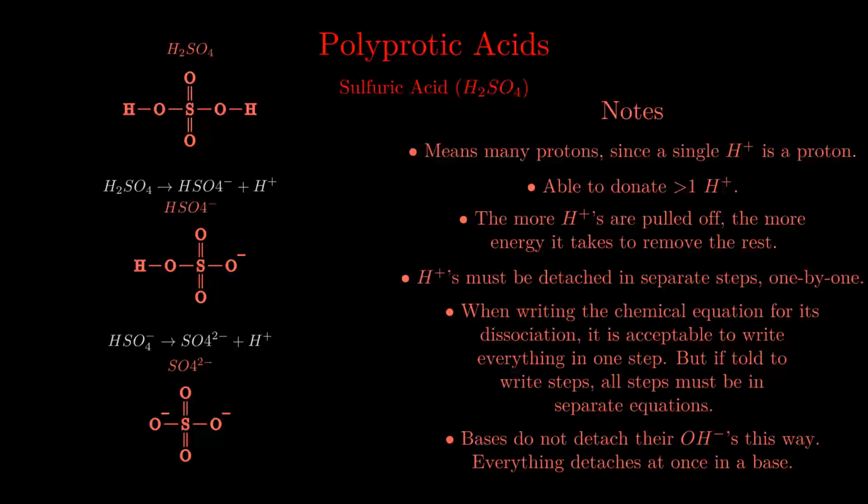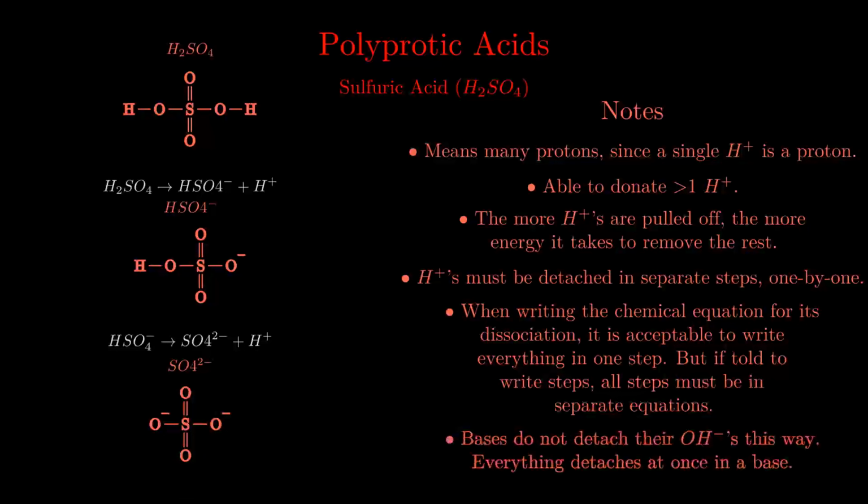So that fifth one would be, and this is the long one, when writing the chemical equation for its dissociation, it is acceptable to write everything in one step. But if told to write steps, all steps must be in separate equations. So if you're just looking for molar ratios, you don't need to split it up into steps every single time. But if they're asking what the dissociation steps of H2SO4 are, you're going to have it shown like the two equations on the left side, or you're going to get your points taken off. You need to show both equations.